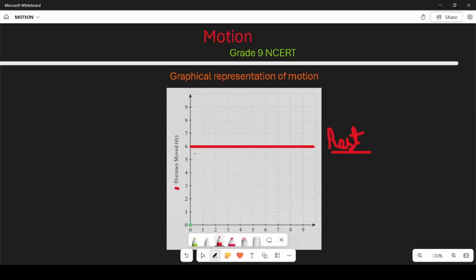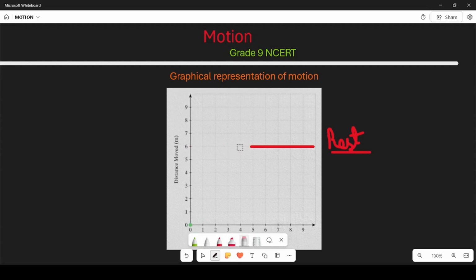So now if I draw a horizontal line parallel to the time, which is the x-axis, it means that the object is at rest. But this means something completely different according to the velocity time graph, which we will discuss soon, so stay tuned. So now let's get back.